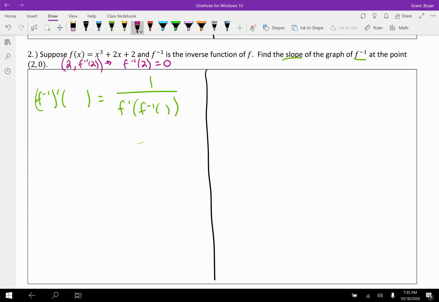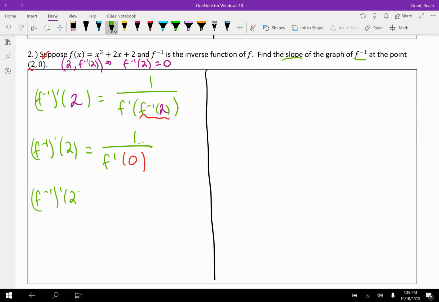So when they say find the slope of the graph, they really mean find the slope of the graph at 2. All right, well, as we clean this up a little bit, life becomes pretty easy here because they gave it to us. If we wanted to find the inverse of 2, the inverse of 2 evaluated in the inverse is 0. Cool. And then we just have, I think, one more step if we're looking for the derivative of the inverse. We want to find f prime of 0.